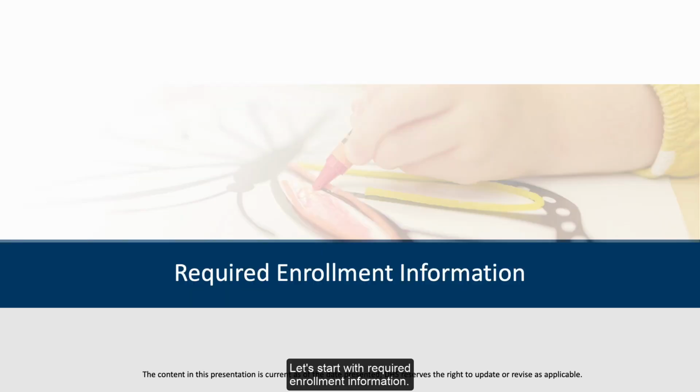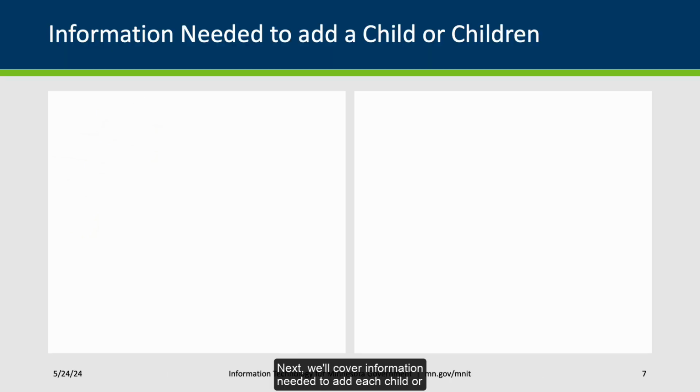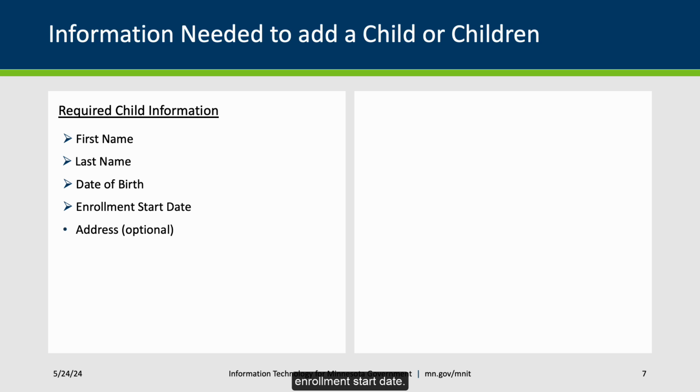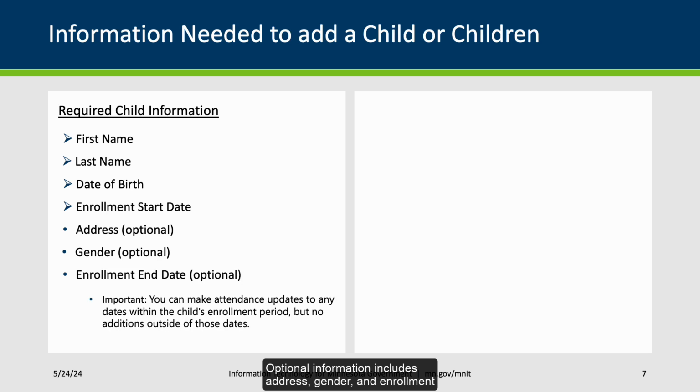Let's start with required enrollment information. Next, we'll cover information needed to add each child or multiple children. For each child, you'll need first name, last name, date of birth, and enrollment start date. Optional information includes address, gender, and enrollment end date.